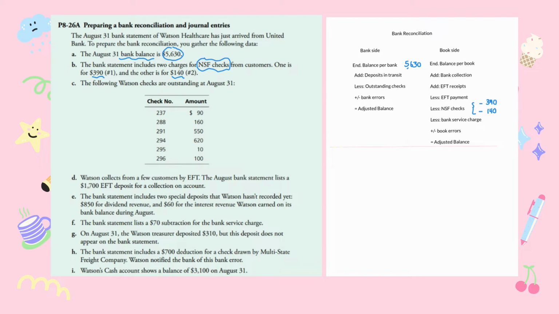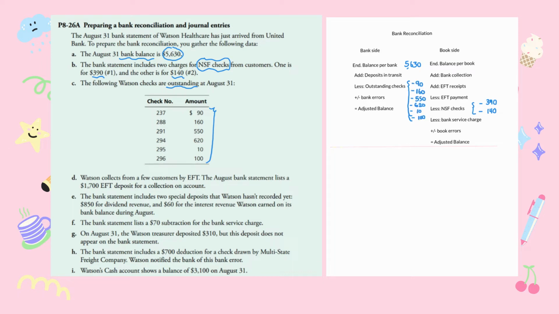The following Watson checks are outstanding at August 31st. Outstanding checks means I record them in my book, I subtract them, I gave the checks to, for example, the suppliers, but they did not get their money yet from my bank. So I need to subtract them from my bank balance. Okay, so outstanding checks 90, 160, 550, 620, 10, and 100. Okay, I need to write them down here.